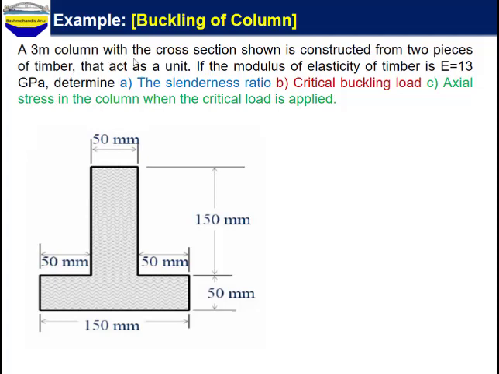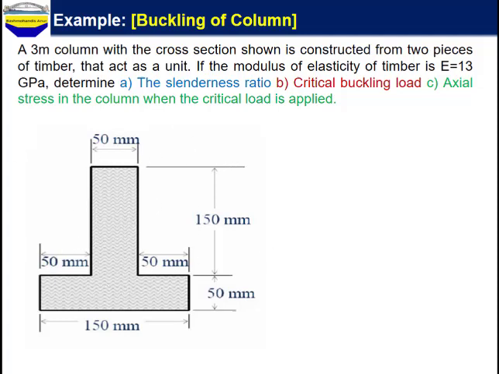A 3-meter column with the cross section shown is constructed from two pieces of timber that act as a unit. If the modulus of elasticity of the timber is E equals 13 gigapascal, determine A, the slenderness ratio, B, the critical buckling load, C, the axial stress in the column when the critical load is applied. Okay, this is the cross section.